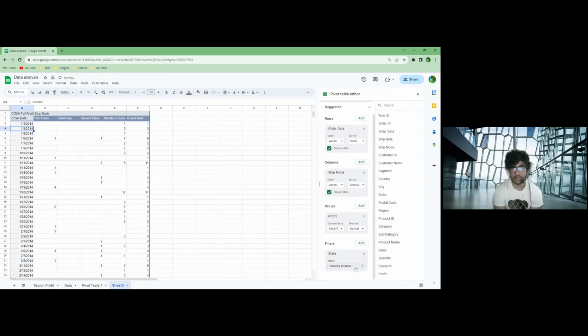Or we could do other filters. For example, if we want to focus on a specific state, we could filter out only California. And now this data is the resulting data only of California.